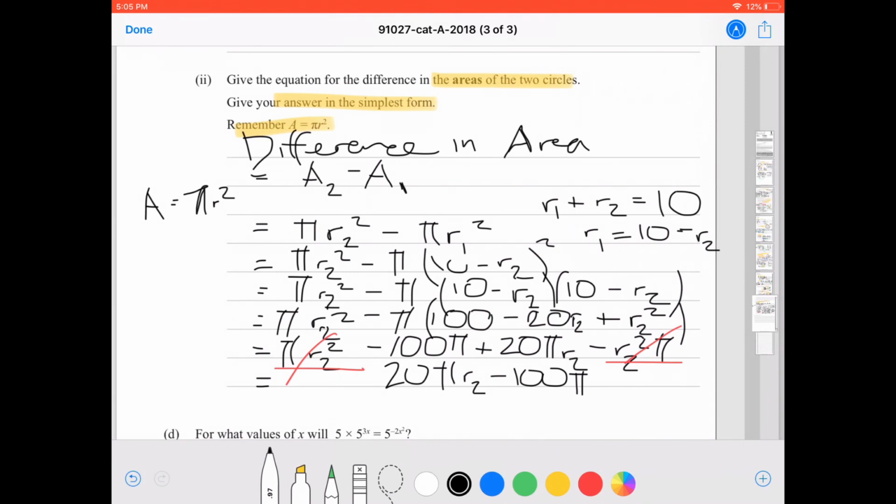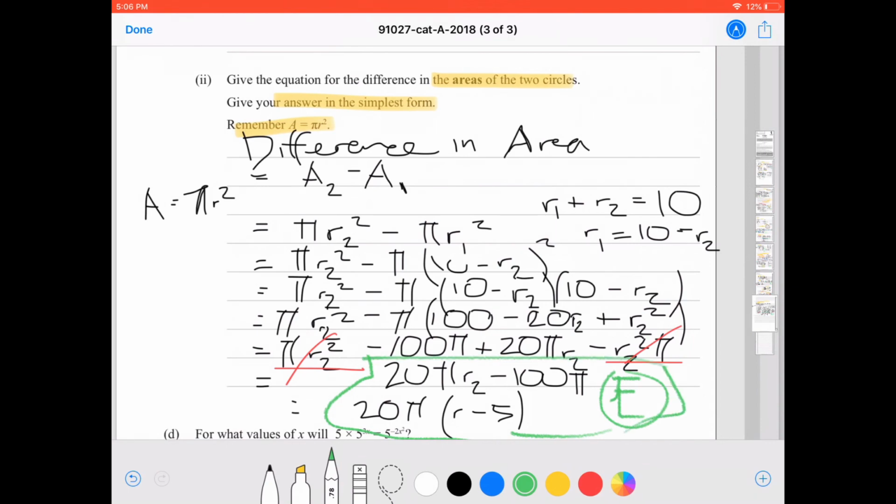Okay. And I think that would actually get you, that's the correct relationship, right? That gets you the excellence grade. You could factorize even further and say 20 pi r, and we can just drop the r now. We're only working with one radius, we don't have two of them. R minus 5, because 100 over 20 equals 5. Okay, either of these two equations gets you the excellence here.